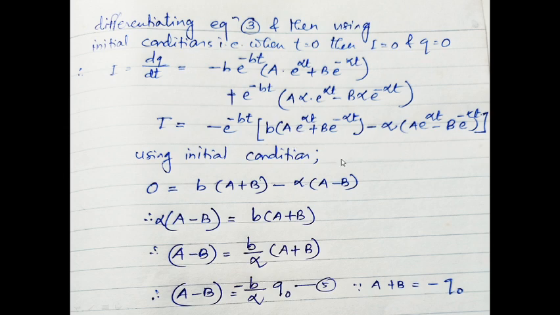Using initial condition, that is t is equal to 0, then I is equal to 0 and q is equal to 0, we get 0 is equal to B in bracket A plus B minus alpha into A minus B. So simplify, we can write alpha into A minus B is equal to B into A plus B. So A minus B is equal to B by alpha into A plus B, and from previous equation we have found out the condition, that is A plus B is Q minus Q0. So A minus B is equal to minus B by alpha into Q0. So that is our equation 5, which we have written in a previous slide.